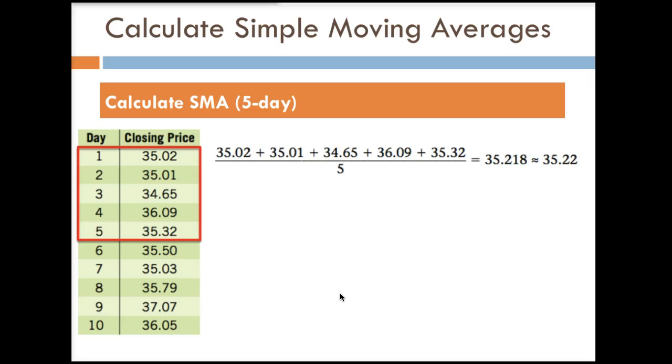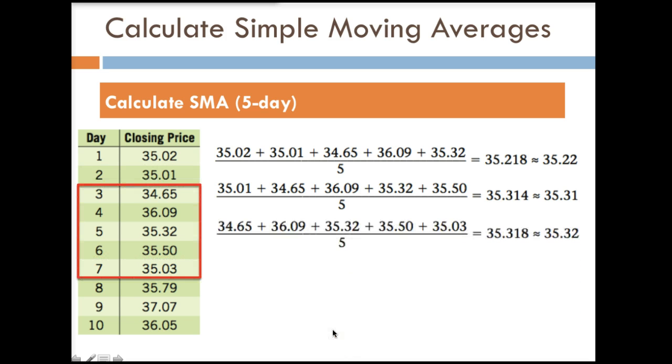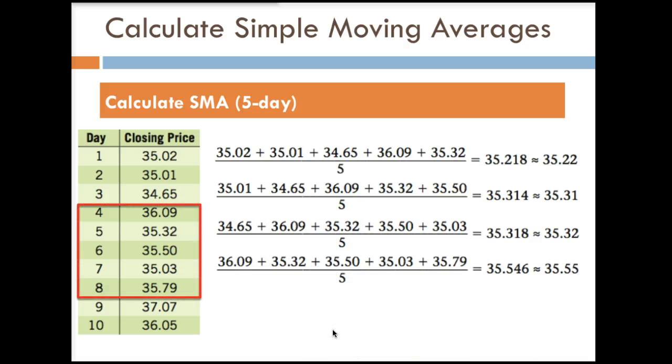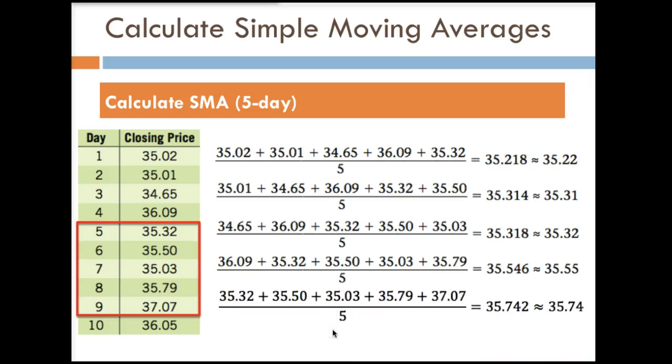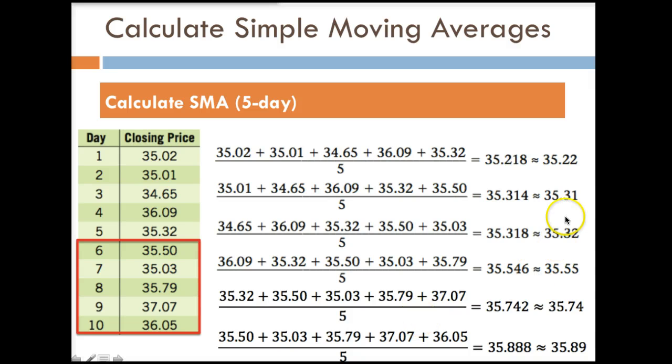The average of our first 5 days means that we take all these closing prices, add them up, and divide by 5 to get approximately $35.22. Now we move on to the next 5 days and we do the same thing. Notice that each time the first day is dropped off and then we add another day. And we'll continue to do that for the next 5 days, and the next 5 days, and one more, and there's the last one. So now we have our 5-day moving average for our stock prices.